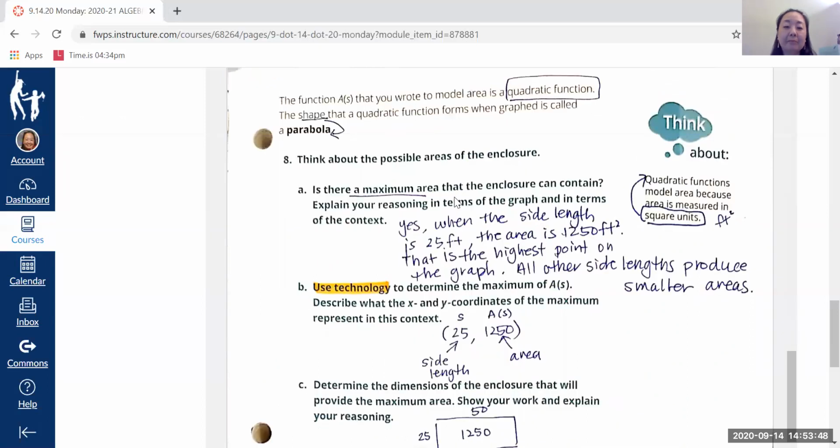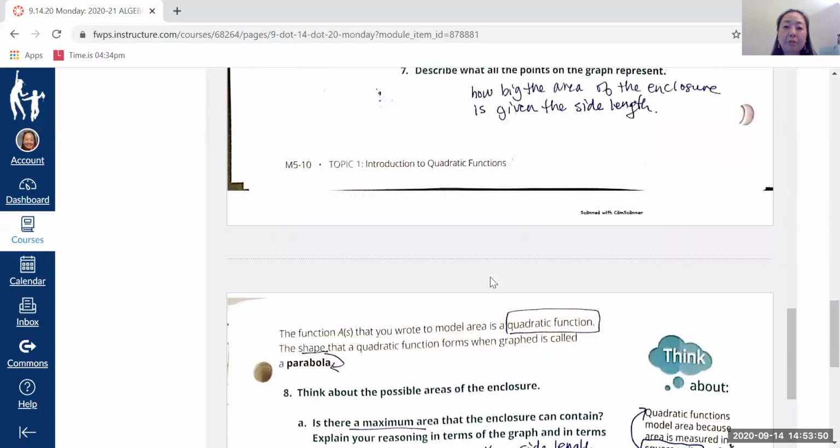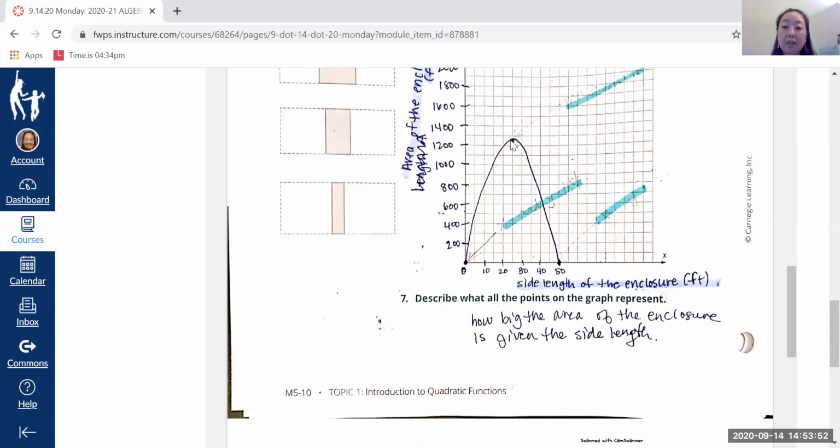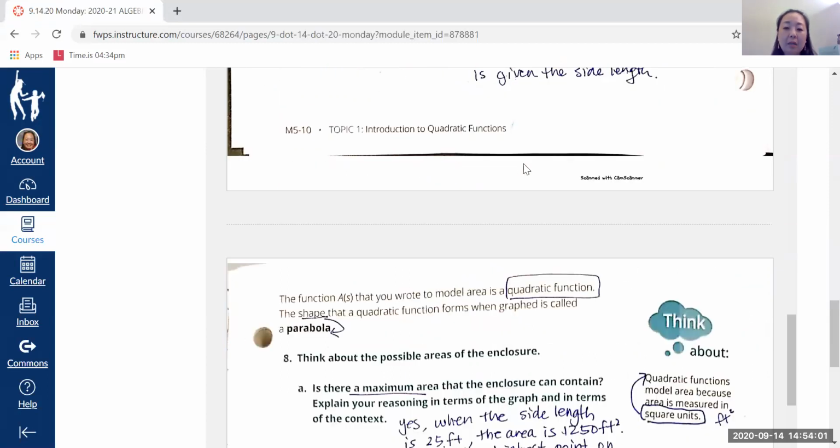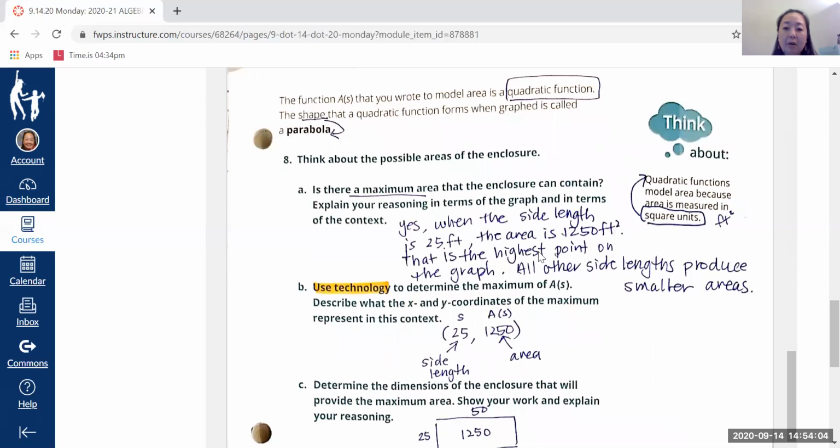So in terms of the context, you can see right here, look, maximum. This is as high as the graph goes, right? That point, which I didn't draw very well, is going to be the maximum. In terms of the context, I just took the points on there: when the side length of the storage area is 25 feet, the area is going to be 1250 feet squared, because we're talking about area, so it is going to be square units.